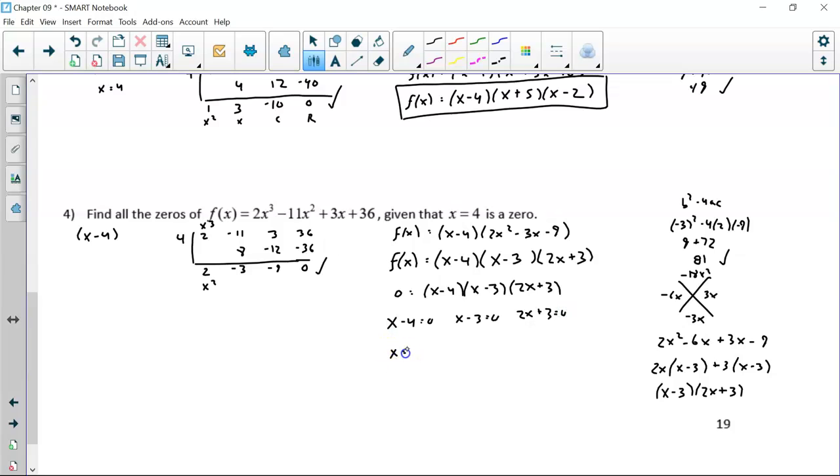So x equals 4. We already knew that. We were given that. X equals 3. And then x equals negative 3 halves. There's our three solutions.